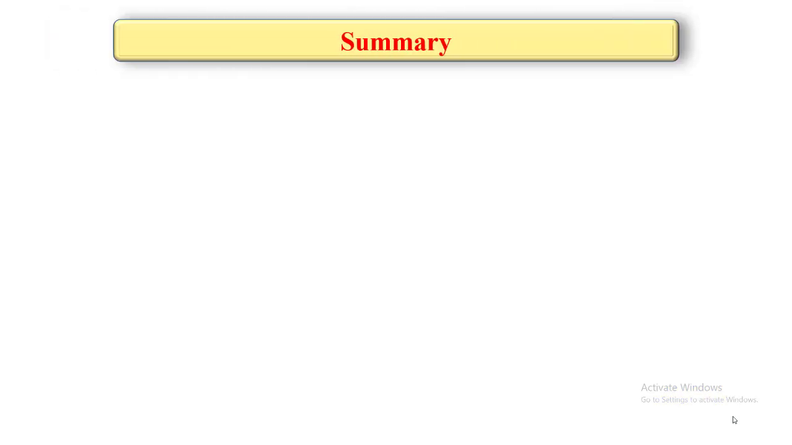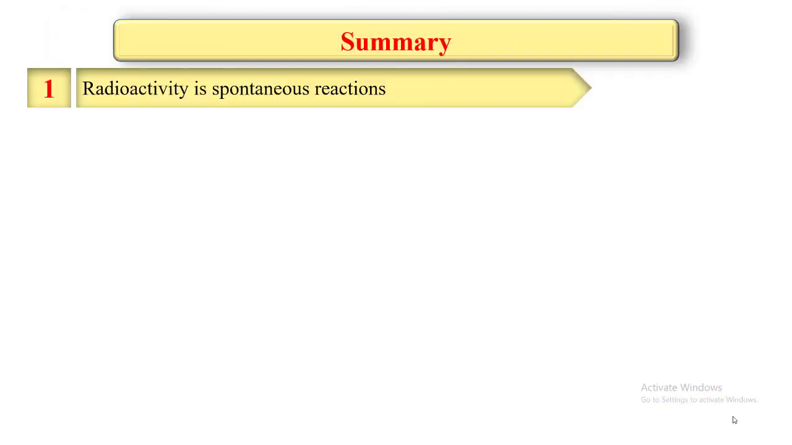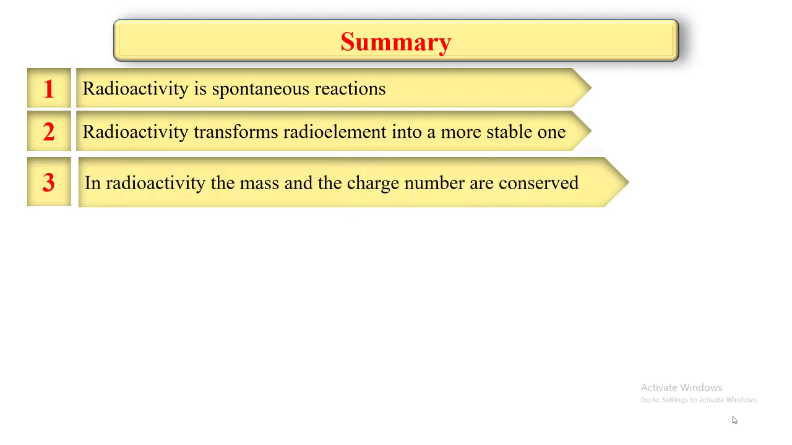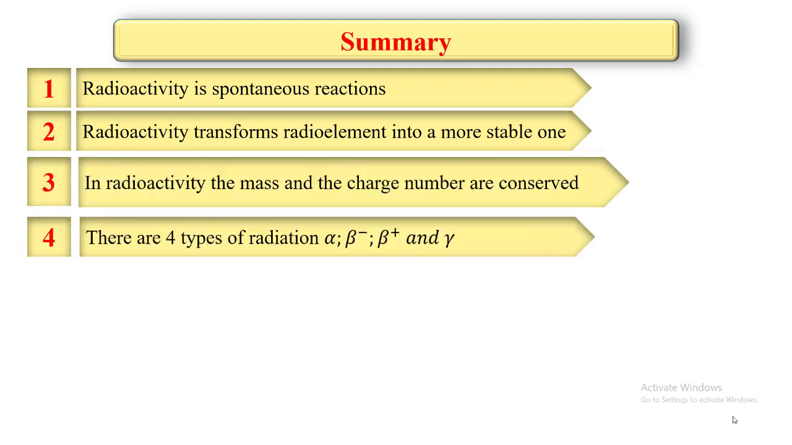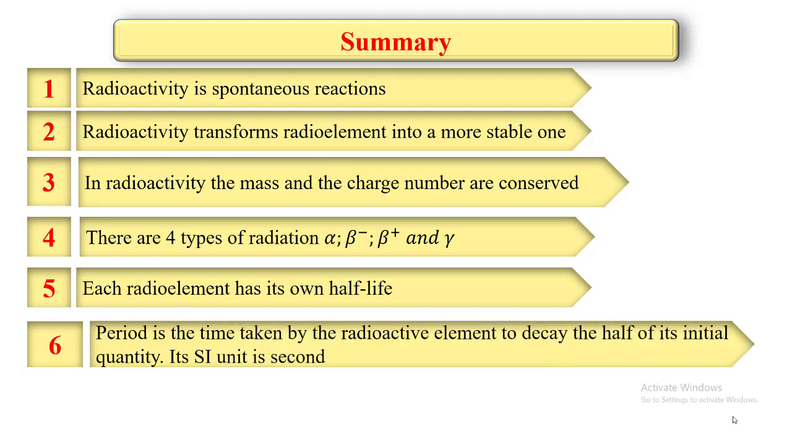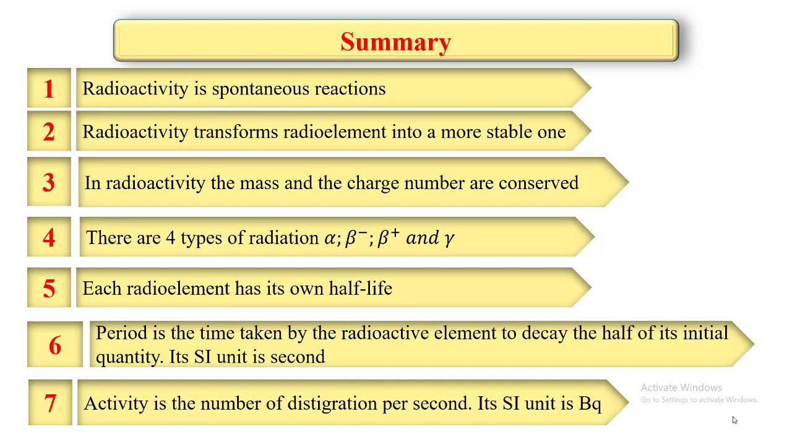At the end of this chapter, we have seen that radioactivity is a spontaneous reaction. Radioactivity transforms a radio element into a more stable one. In radioactivity, the mass and the charge number are conserved. There are 4 types of decay: alpha, beta minus, beta plus, and gamma. Each radio element has its own half-life. Period is the time taken by the radioactive element to decay to half of its initial quantity. Its SI unit is second. Activity is the number of disintegrations per second. Its SI unit is becquerel.